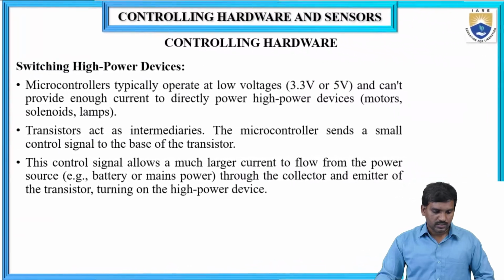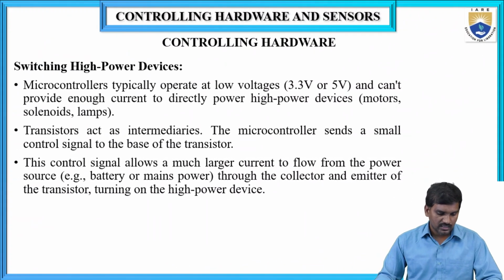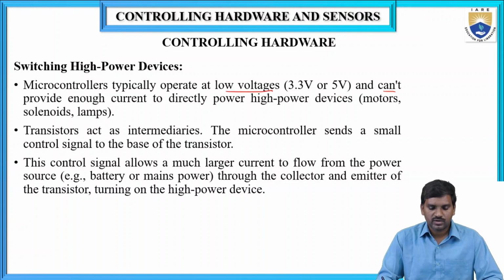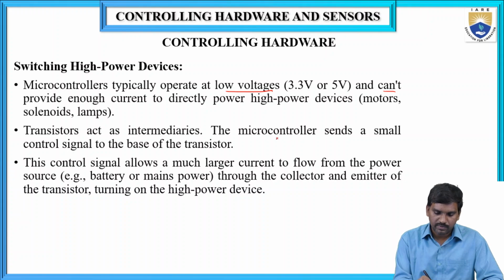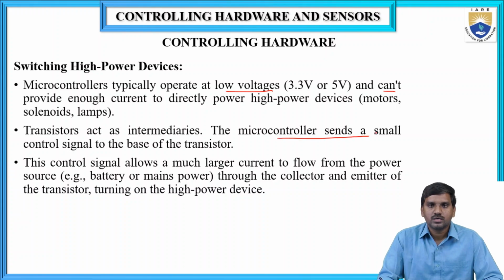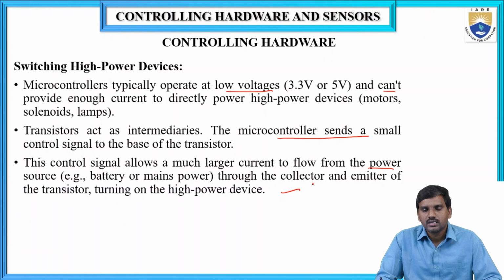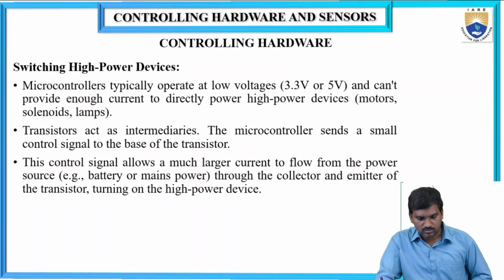Next, switching high power devices. Microcontrollers typically operate at low voltages and cannot provide enough current to directly power high power devices like motors, solenoids, lamps. The transistor acts as an intermediary. The microcontroller sends a small control signal to the base of the transistor. This control signal allows a much larger current to flow from the power source through the collector and emitter of the transistor, turning on the high power device. So this is about switching high power devices.